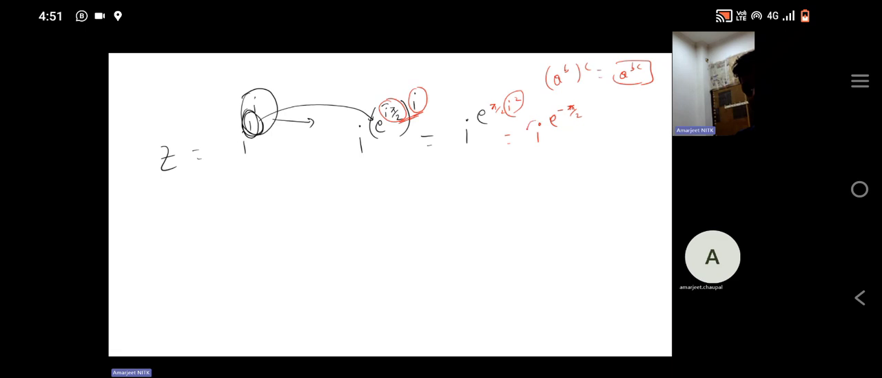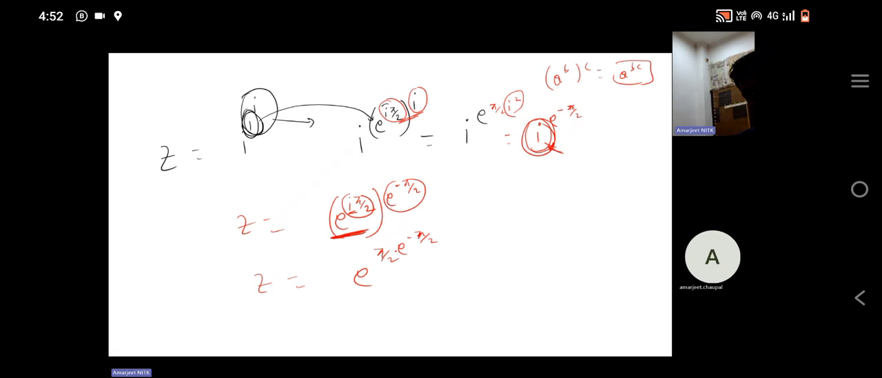Now again you write this iota in polar form. So what you will get? z is equal to e to the power iota pi by 2, this is for this iota, and the power of this is e to the power minus pi by 2. So z will be equal to e to the power pi by 2, again this power and this power will be multiplied, so pi by 2 e to the power minus pi by 2 into iota.